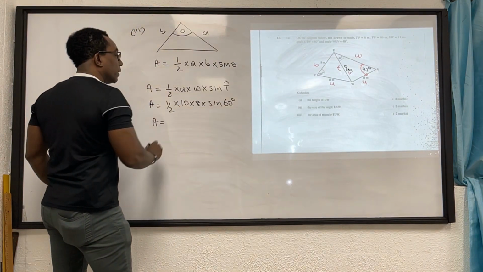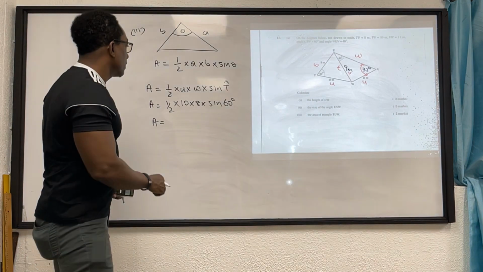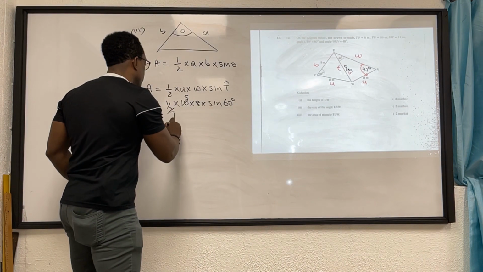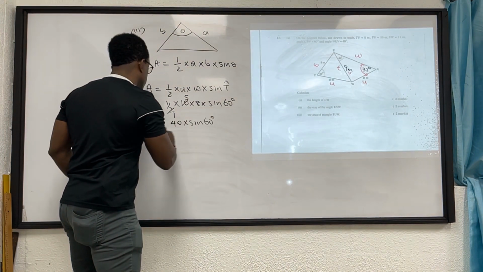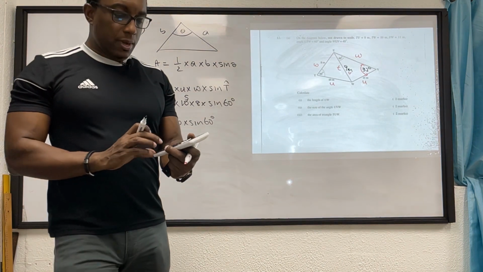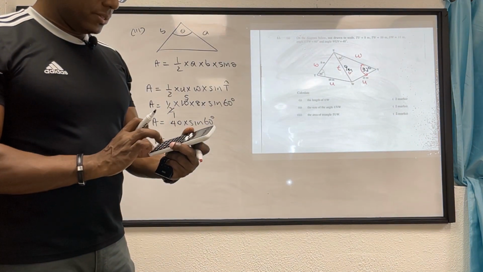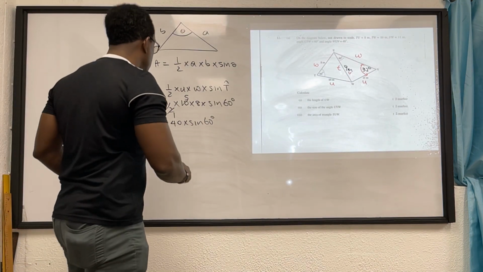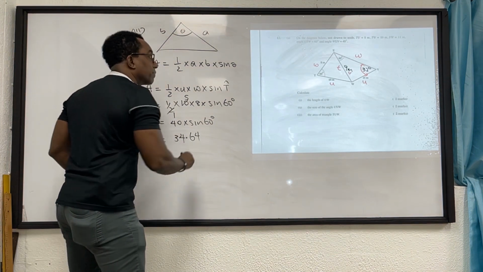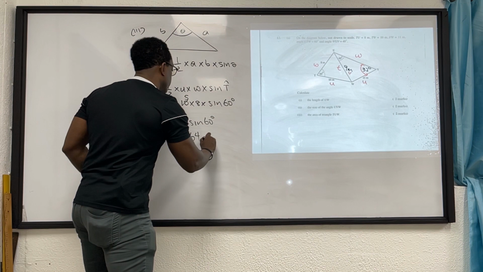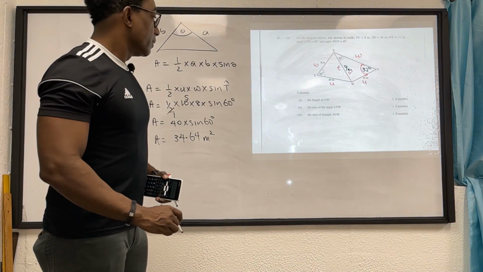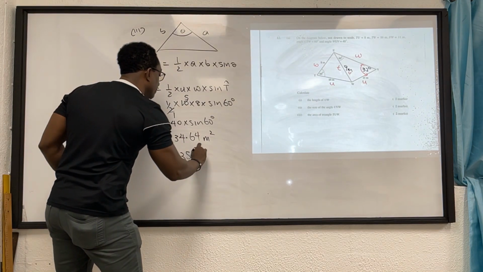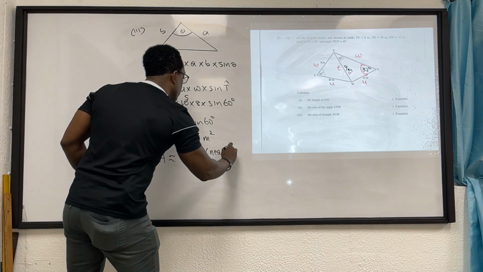So A is equal to, and we go to our calculator, a half, 1 over 2 into 10 is 5, 5 by 8 is 40, multiplied by sine 60 degrees. When we go to our calculator, 40 multiplied by sine 60, we get the area of that triangle as 34.64 meters squared. And I will approximate to the nearest whole number. So the area to the nearest whole number will be 35 meters squared.